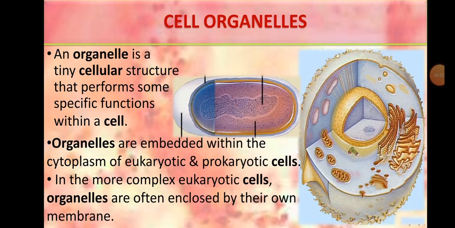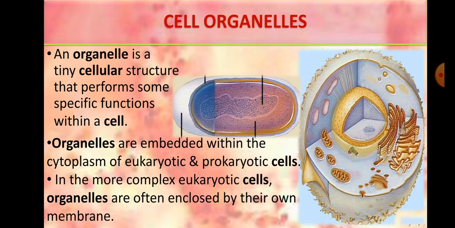Cell organelles. Now, what is an organelle? An organelle is a tiny cellular structure that performs some specific function within a cell. These are embedded within the cytoplasm of eukaryotic and prokaryotic cells. And in the case of more complex eukaryotic cells, you will find them enclosed by their own membrane. That is why they are also called membrane-bound organelles.